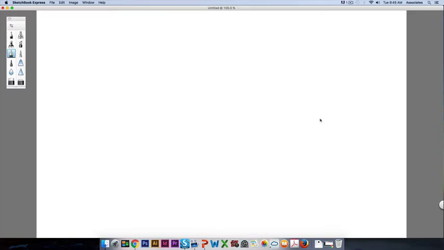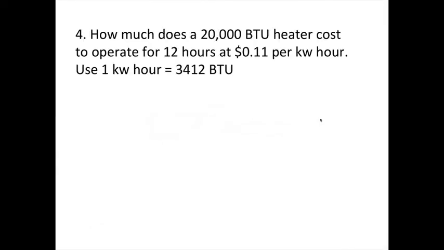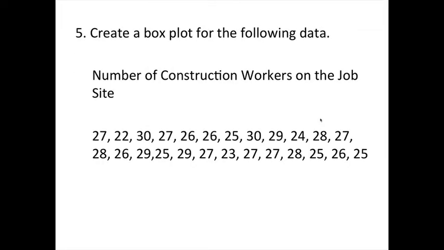Welcome back. Let's go on to problem number 5. Problem number 5 wants us to do a box plot. There's a couple of things we need to do. First of all, we need to put these numbers in order from smallest to largest. Then we need to find the median of all of the data, the median of the lower half, and the median of the upper half. So let's go to our slates.